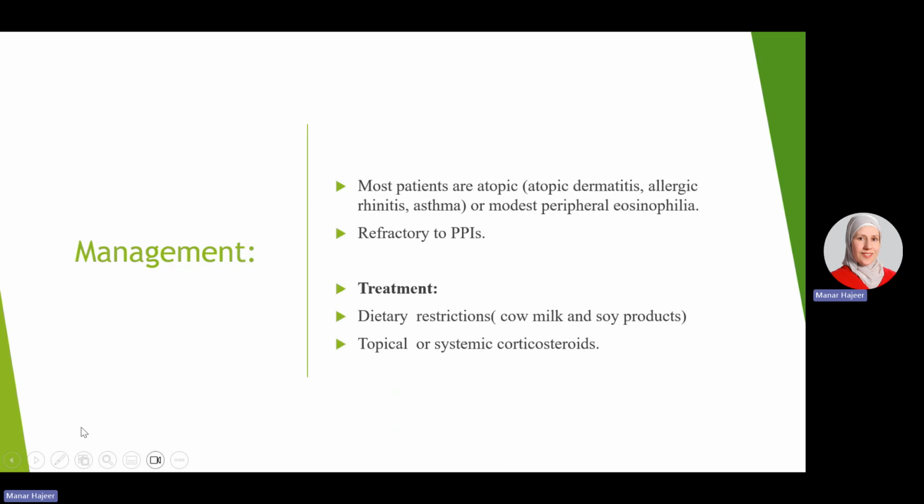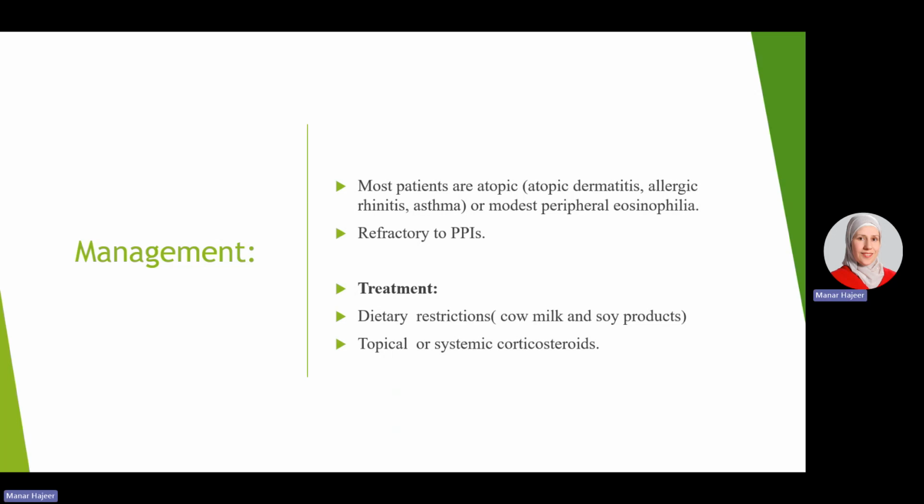The management, if we establish a diagnosis of eosinophilic esophagitis: most patients are atopic and are usually associated with other atopic manifestations like atopic dermatitis and eczema, allergic rhinitis, and asthma. Sometimes they have peripheral eosinophilia, which is an increased number of eosinophils on peripheral blood examination. And upon treatment with proton pump inhibitors, they are refractory to treatment and will not respond. The symptoms will not be alleviated.